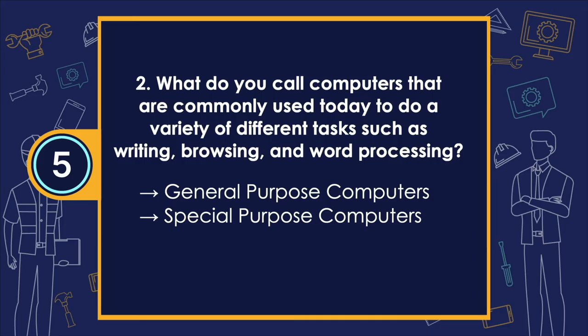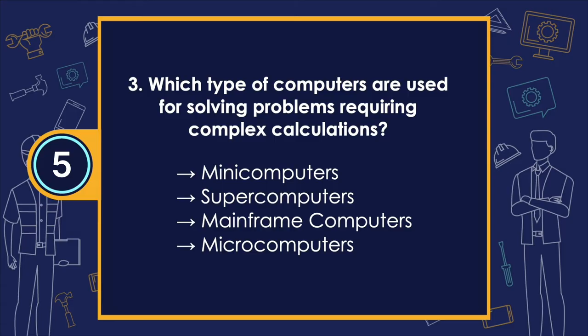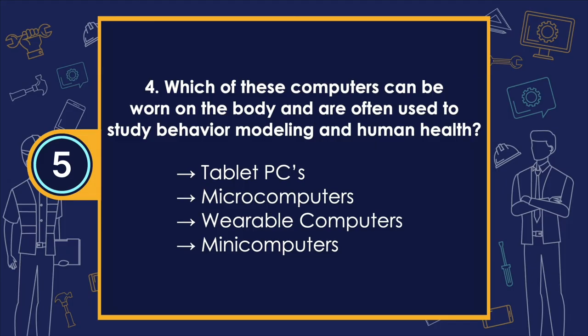Number 2. What do you call computers that are commonly used today to do a variety of different tasks such as writing, browsing, and word processing? The answer is general purpose computers. Number 3. Which type of computers are used for solving problems requiring complex calculations? The answer is supercomputers.